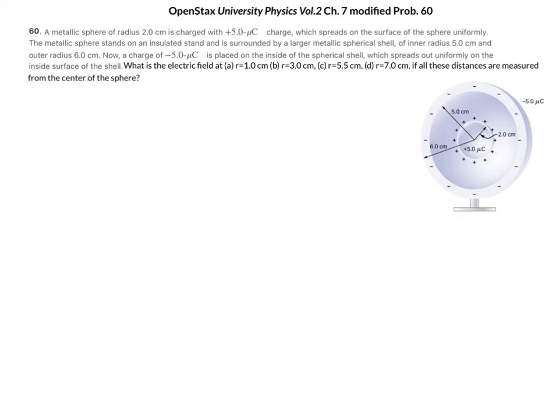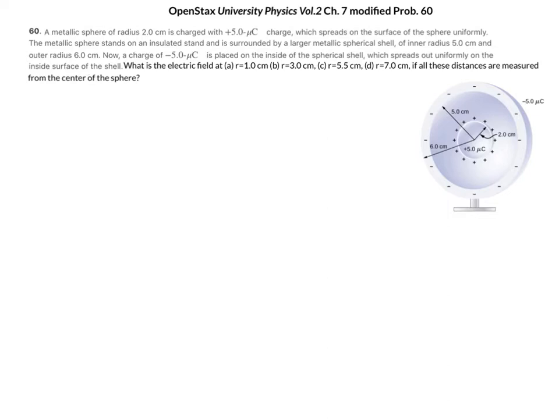Now, a charge of negative 5 microcoulombs is placed on the inside of the spherical shell, which spreads out uniformly on the inside surface of the shell. And here is where I modified the problem. I'm asking a different question than the problem did originally. What is the electric field at r equals 1 centimeters, r equals 3 centimeters, r equals 5.5 centimeters, and r equals 7 centimeters if all these distances are measured from the center of the sphere?